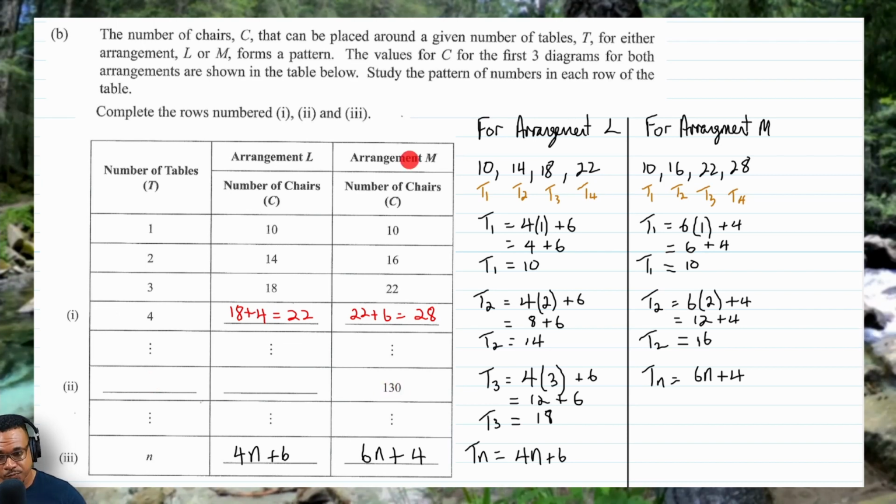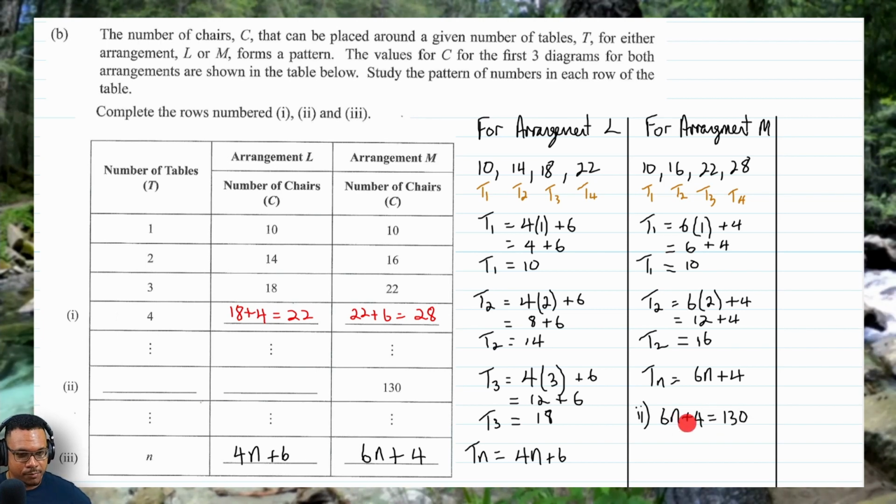That's the first thing we need to do. Now we know n is the number of tables. So I can put 6n plus 4 is equal to 130 and find out what n is, and I'll know the number of tables to obtain 130 chairs using arrangement M. So for part 2, I will put 6n plus 4 is equal to 130, because this is the general formula to give me the number of chairs for arrangement M.